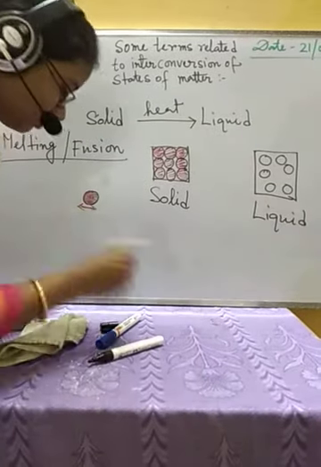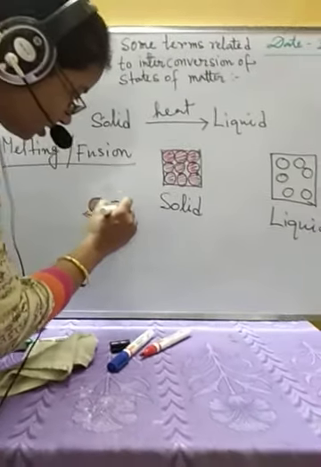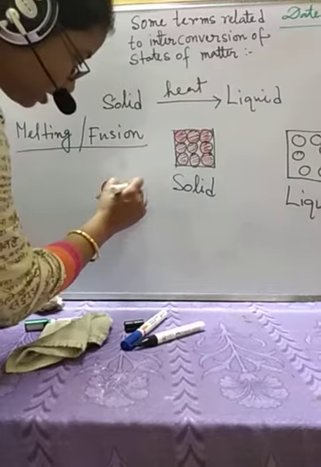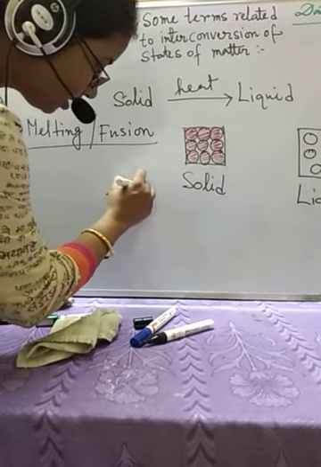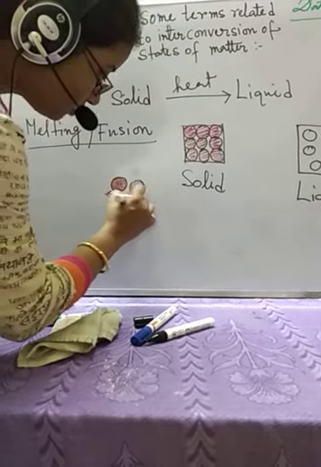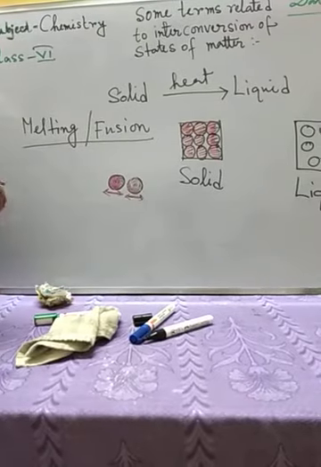Suppose one particle is there, and just beside it another particle is also there. This particle is also absorbing energy. After absorption of energy, this particle will also vibrate in this manner. So all the particles will vibrate and they will push each other.